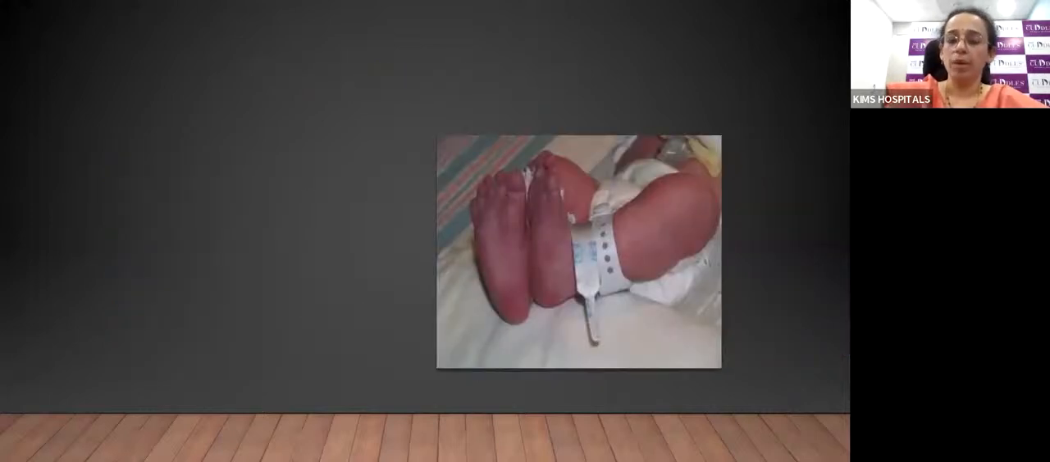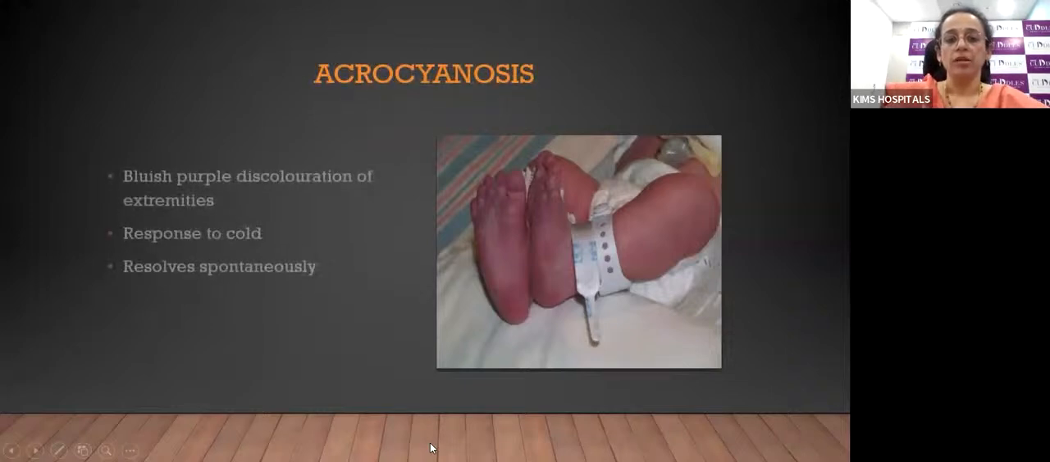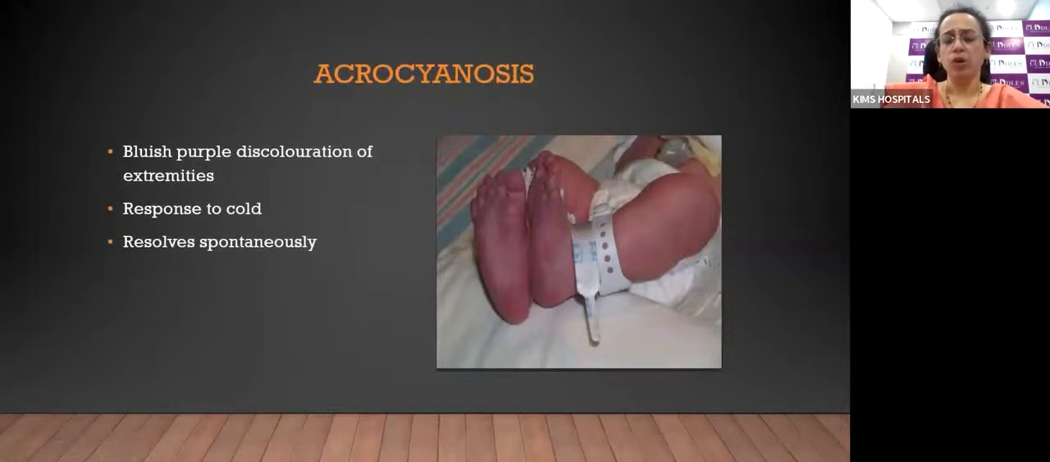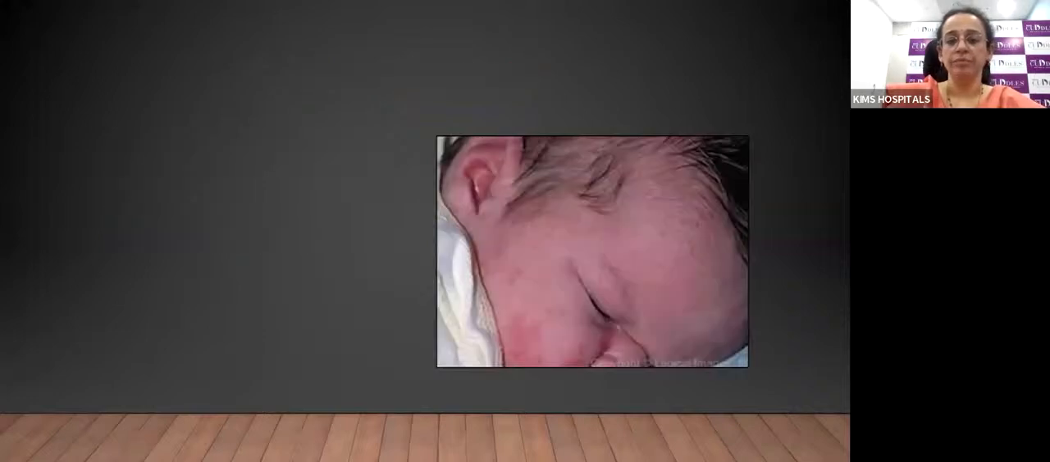So whenever the baby is delivered, as soon as after birth, we see some bluish discoloration over the feet of the baby. So this is known as acrocyanosis. This is also a harmless condition. So it is a response to the cold environment which the baby faces as soon as the baby is born. It resolves spontaneously. We should try to swaddle the baby as soon as examination is done and offer the baby for skin-to-skin contact and breastfeeding.